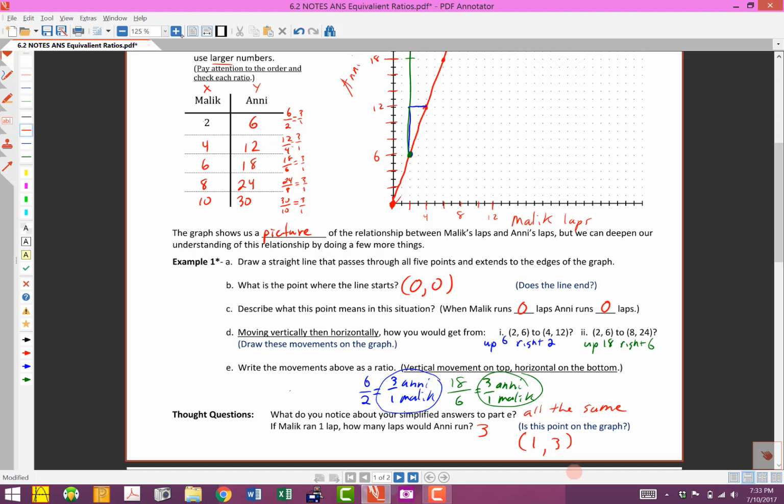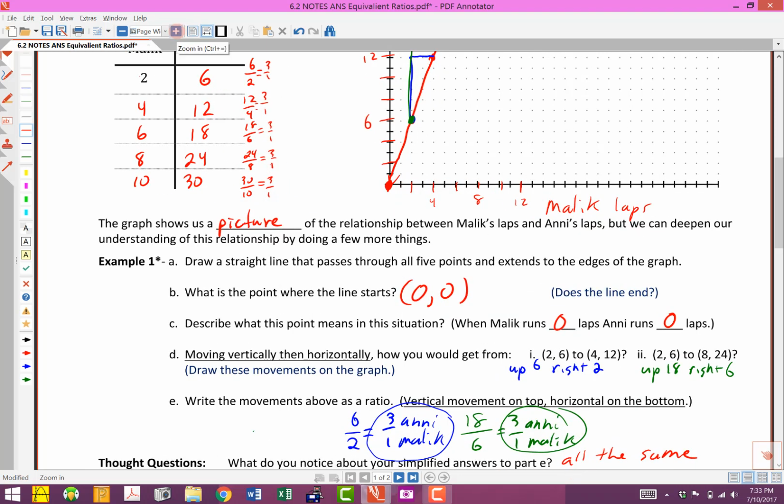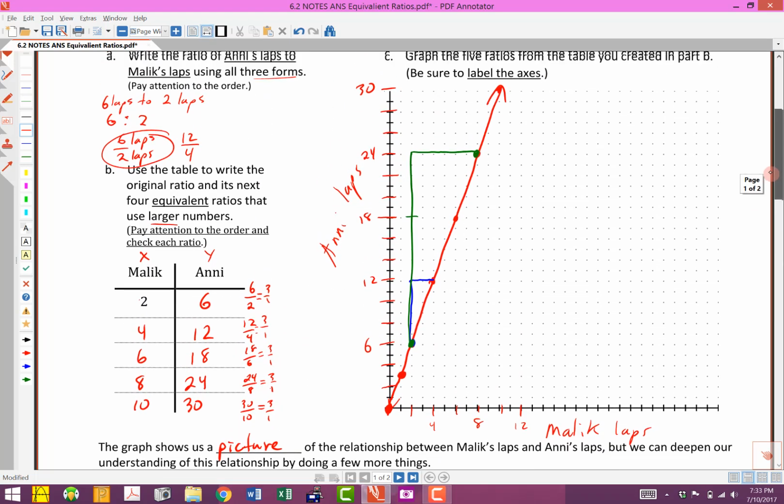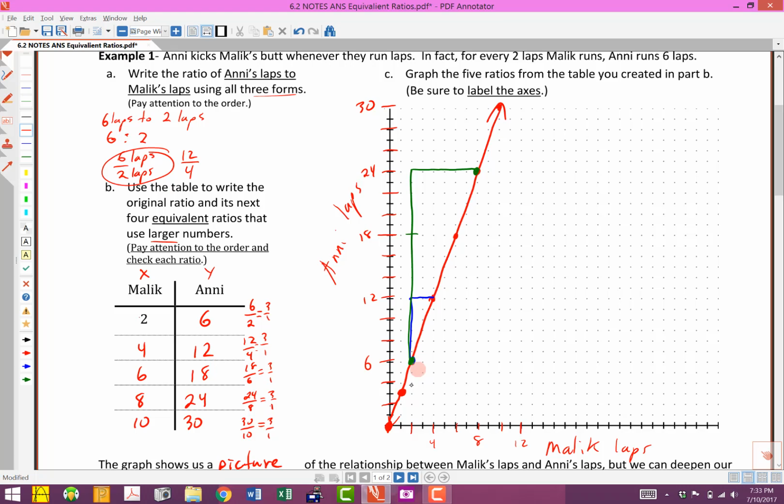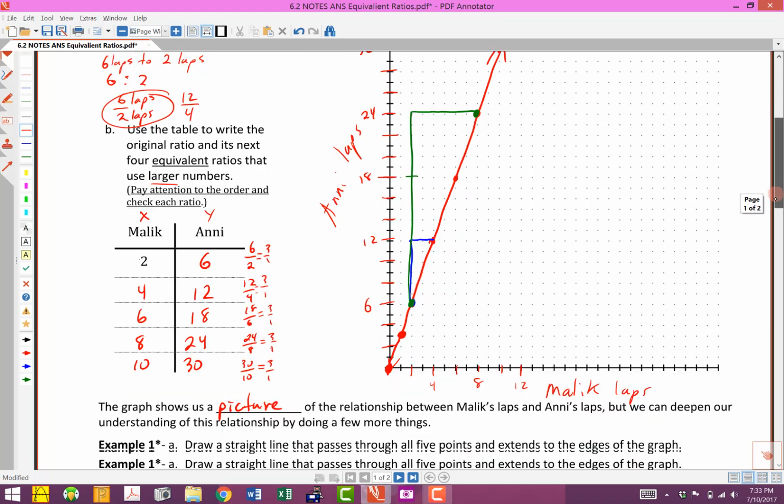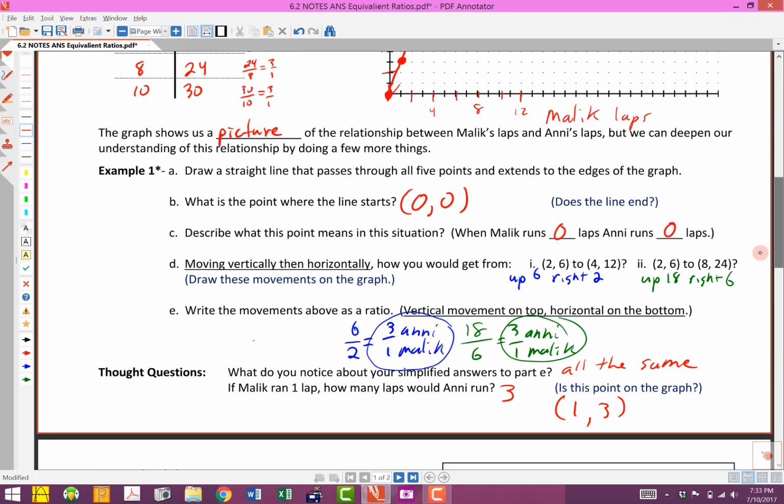So let's go up here and I'm going to zoom in on this right here. And again, this isn't perfectly straight or anything, but if Malik ran 1 lap right here, Annie would run 1, 2, 3. It would be that point on that line. So I'm going to zoom back out here and we're going to take a look at this and let's see, does that actually fit this pattern? Well, it's right on the line. So the answer to that question is this point on the graph? The answer there is yes, it is.